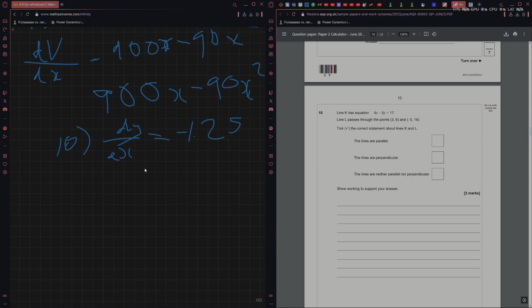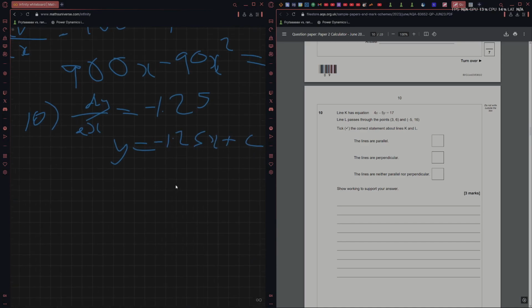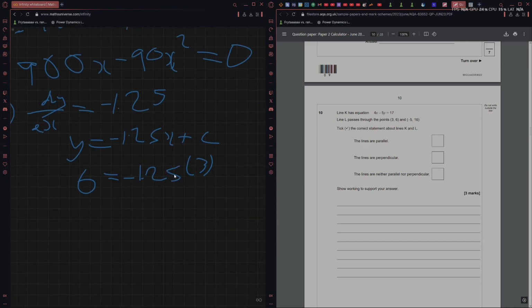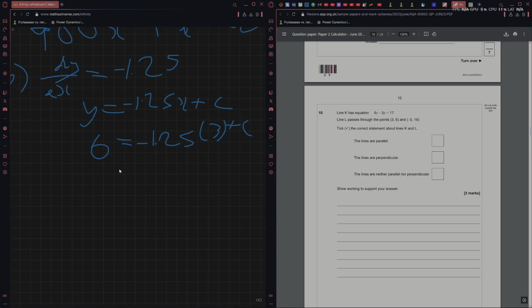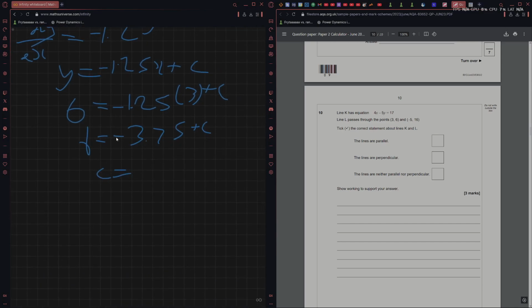So we know y equals negative 1.25x plus c. 6 equals negative 1.25 times 3 plus c, because we've got this point here. So we have 6 equals negative 3.75 plus c. So c equals positive 9.75. No, 9.75, not 97.5.